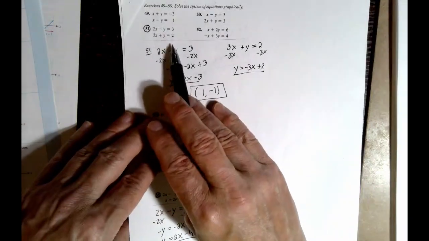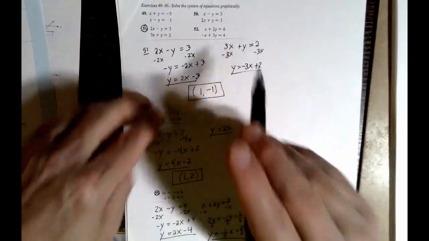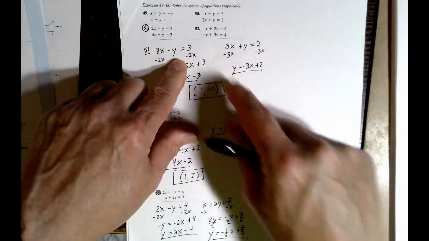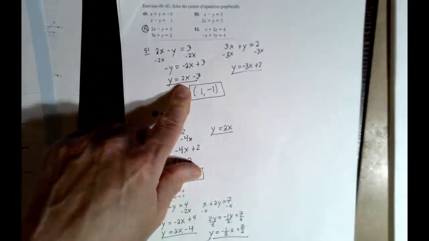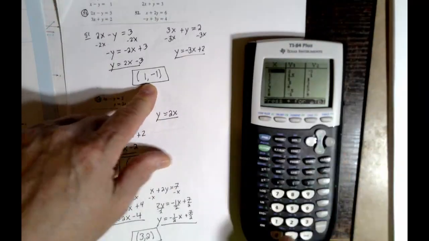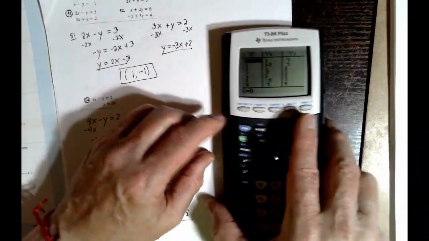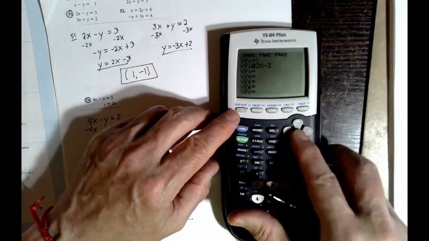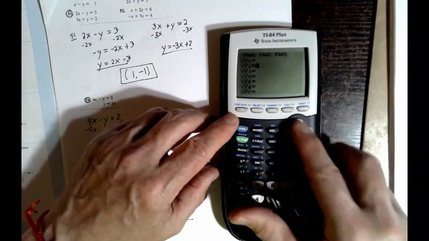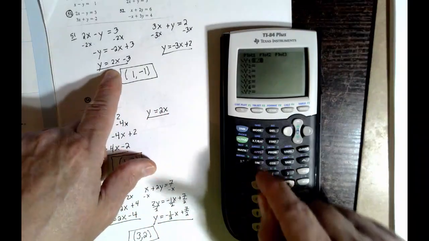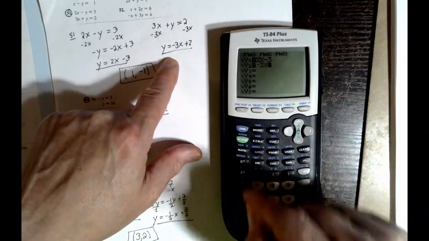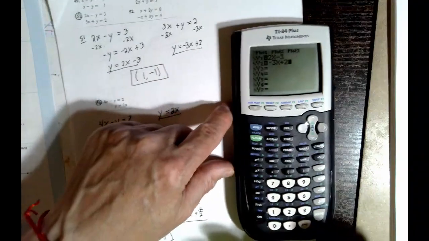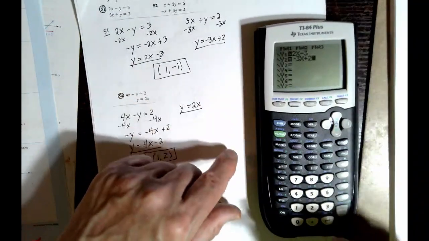Alright, 51. Solve the system of equations graphically. You've got to take each one of these, 2x minus y equals 3 and 3x plus y equals 2, and solve them for y. I don't show the graphing that I did here, but I can do it right now for you. You've got to get rid of your old data. Type in 2x subtract 3, and -3x add 2.